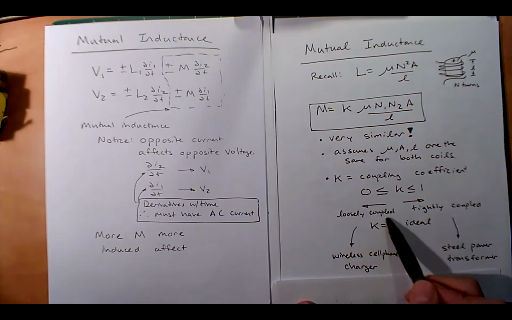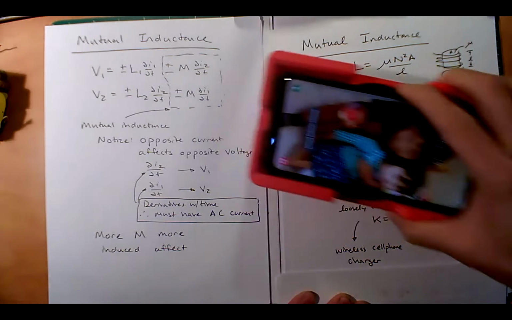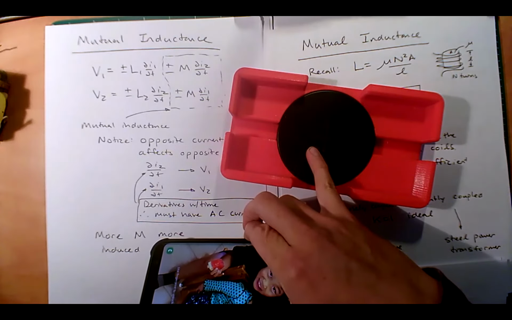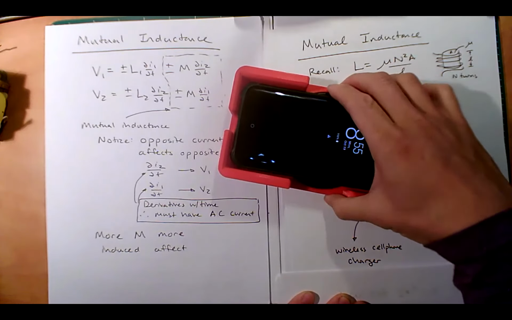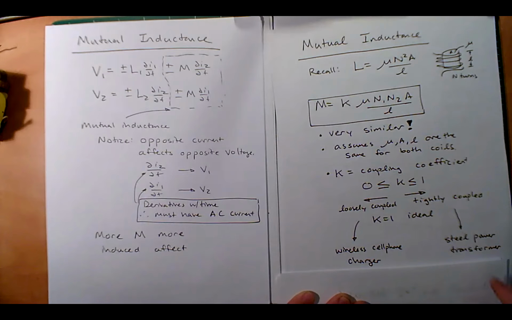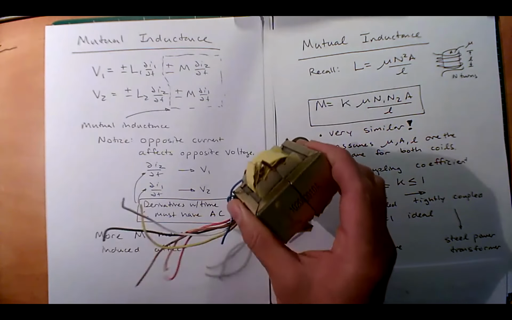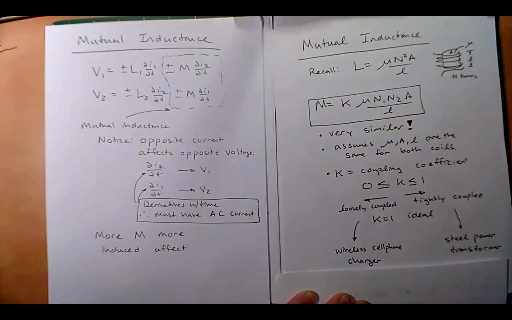And so an example of a loosely coupled system would be a wireless cell phone charger. In fact, I have one right here. So this is my wireless cell phone charger here, okay? Yeah, my cell phone, and there's a coil in here. That would be the primary coil. And there's a secondary coil actually in my cell phone, and I can wirelessly charge my cell phone, which is really neat. Over here, this is on the tightly coupled side. You're going to have, for an example, a steel power transformer. Maybe something similar to this, right? Or bigger, right? And you're going to get better and better coupling, a K closer and closer to 1 for something like that, okay?